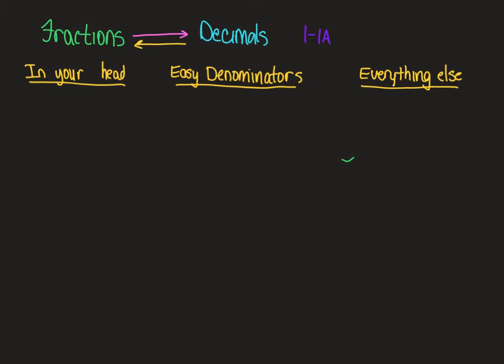All right, first we're going to take fractions and go to decimals. So I have three categories. There are some questions you're just going to know in your head. You can just take that fraction, you just know right away it's a decimal. There's some that have easy denominators, and then there's everything else.